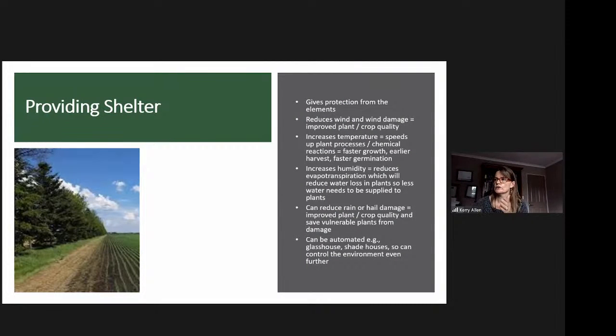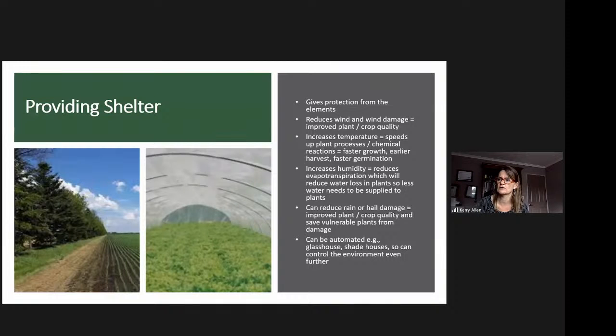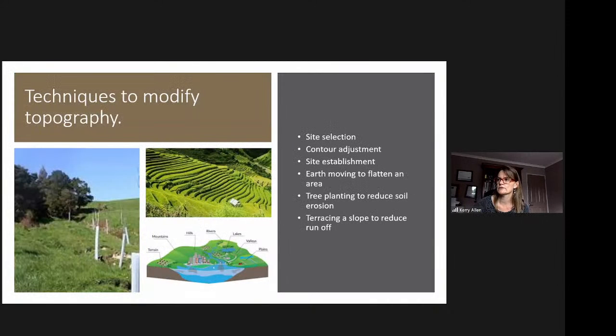So it can be a row, as it says there, and I've given you some information on why we want to do that, what impact it has on those plants. So you can read that yourself if you come back and pause the video. And then topography, we can manipulate topography such as doing contours, but just site selection, initial site selection is probably your biggest. We can also use tree planting to reduce soil erosion or terracing. So not a huge amount can be done here, but you definitely can manipulate it.